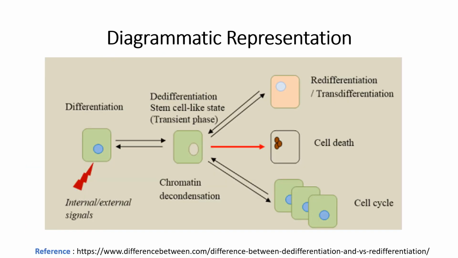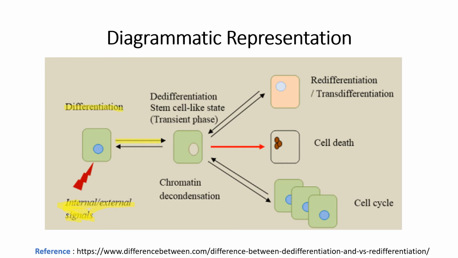Next is the diagrammatic representation, in which we will show how this process works. This diagram gives a clear understanding of how it works. So this is a plant cell. There are external and internal signals given to the plant cell, and this will lead to the process of differentiation.